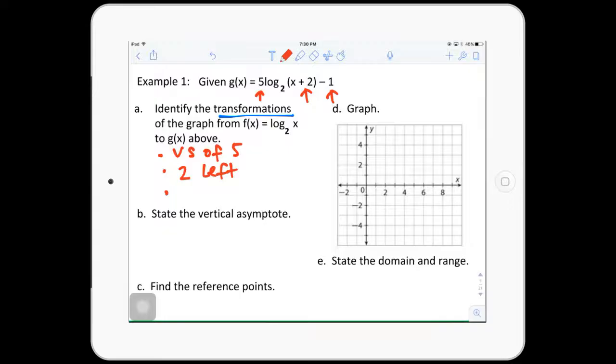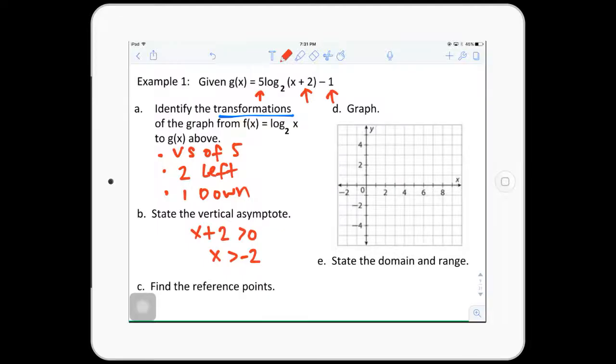And then -1 is 1 down. So those are all the transformations that are dealing with this equation. Second one, we're going to state the vertical asymptote. And remember, it is h. So we can set x plus 2 greater than 0. And so therefore, x is going to be greater than -2.